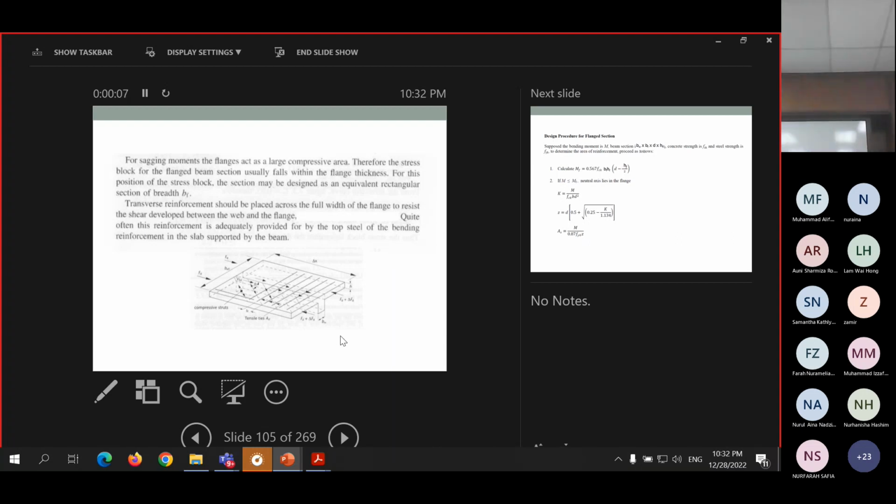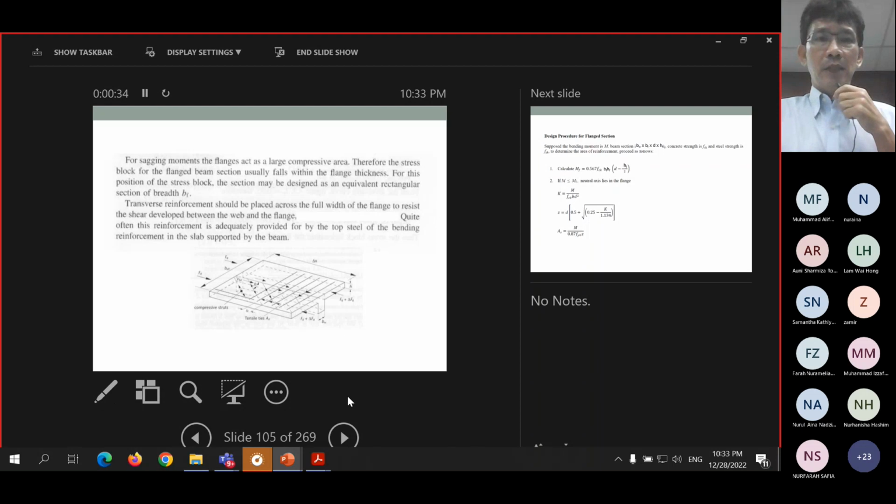As I mentioned for the design project, you can take all the beams that you want to design as rectangular sections. Then the calculations just follow the design for rectangular sections. But if you decide to take advantage of the flange and the web, then you can design that as a flange section.